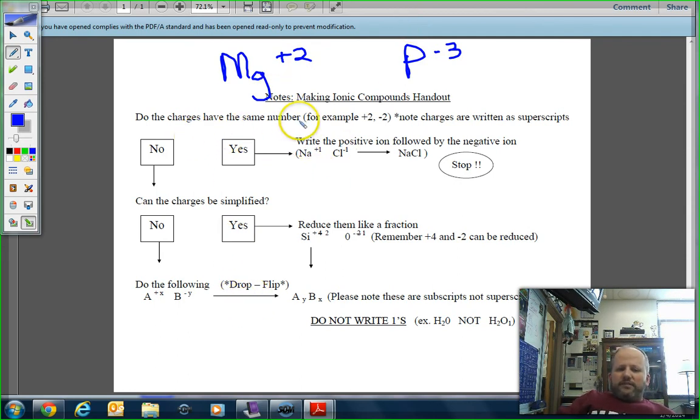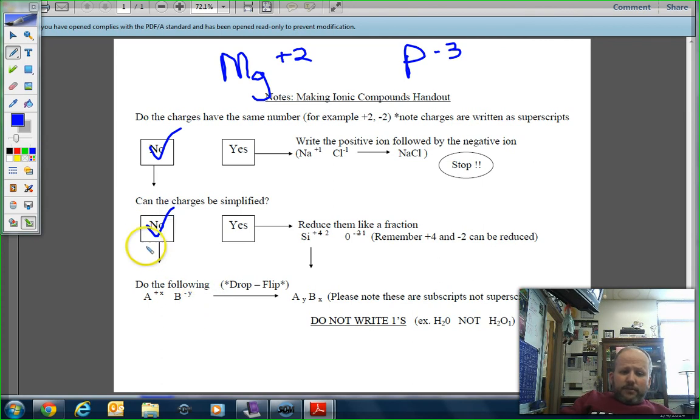Do the charges have the same number? For example, plus 2, minus 2. Well, we got a 2 and a 3. The answer is no. Can the charges be simplified? Do we have a plus 6, plus 4? No. Those are the only times you'll ever say yes to that question. And if you do, all you do is reduce it before you go to step 3.